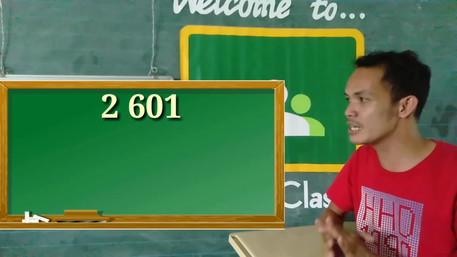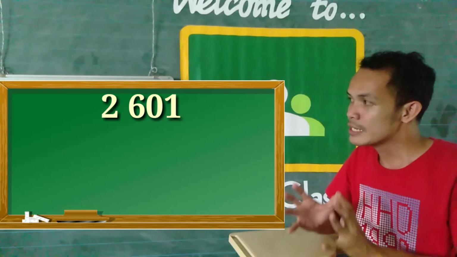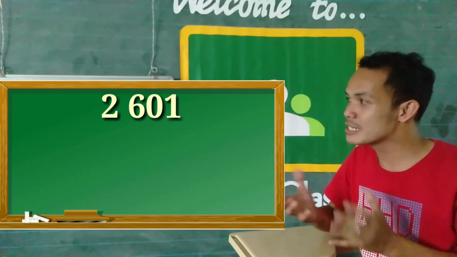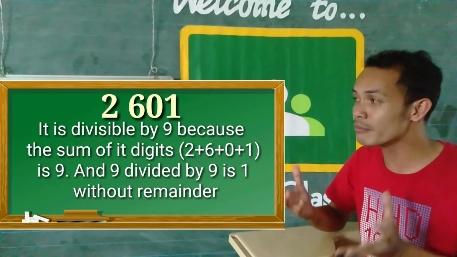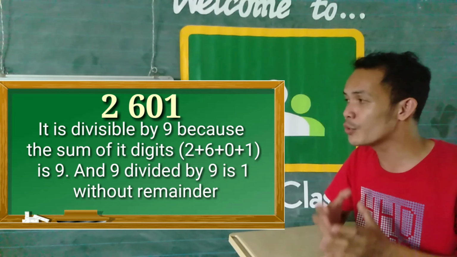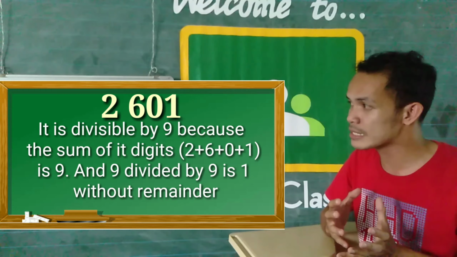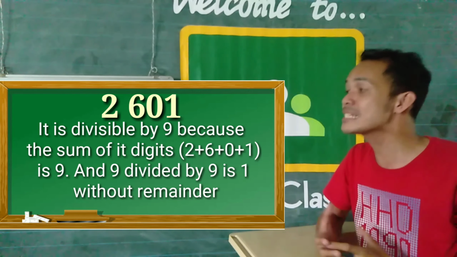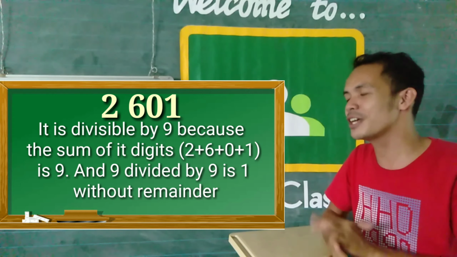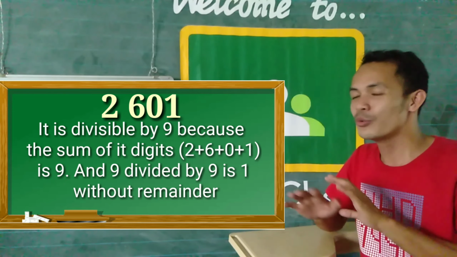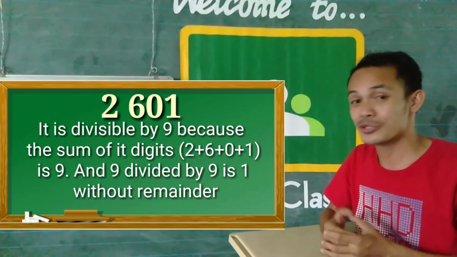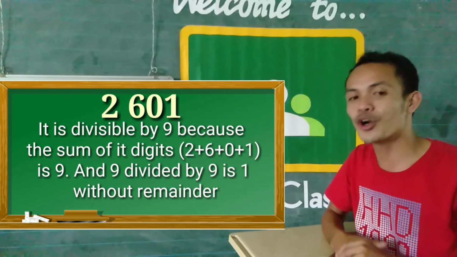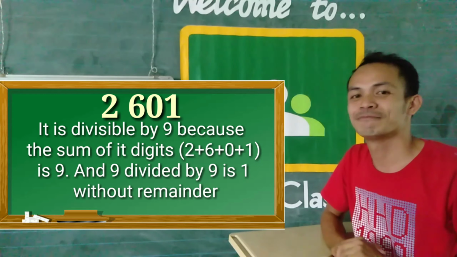Another example is 2601. 2601 is divisible by 9 because when you add 2 plus 6 equals 8, plus 0 plus 1 is 9. And 9 divided by 9 is 1 without remainder. So that's all about divisibility by 9, or the rule of 9.